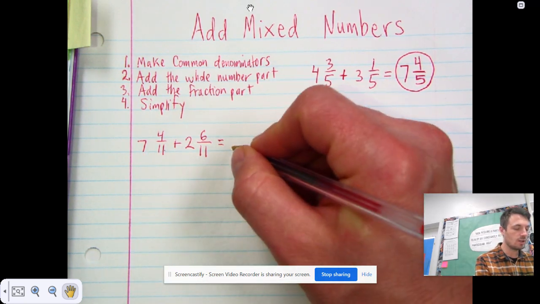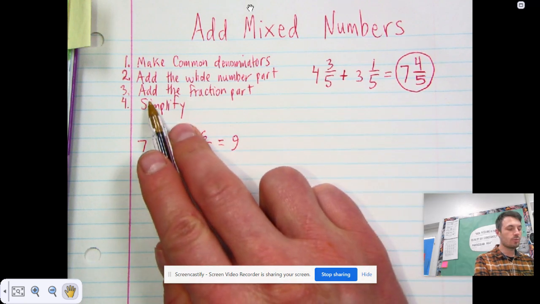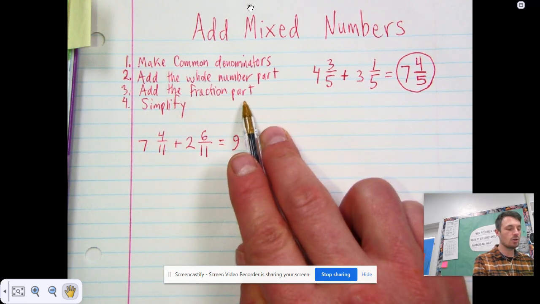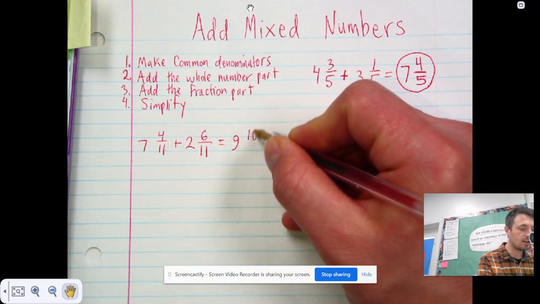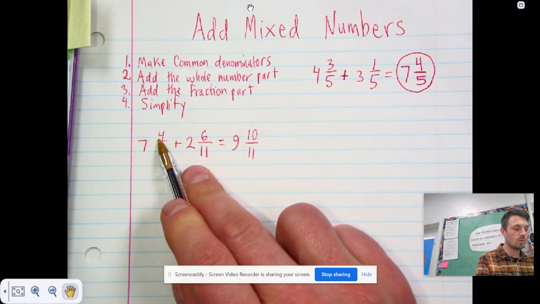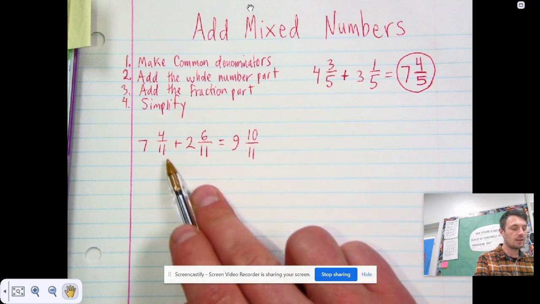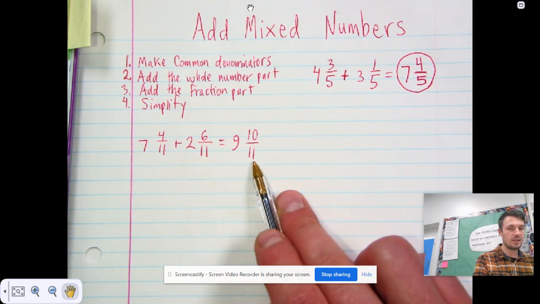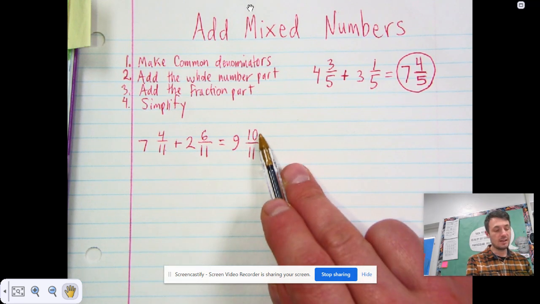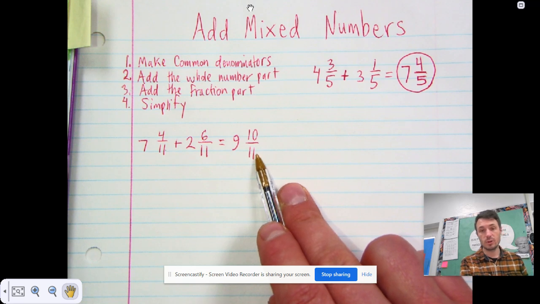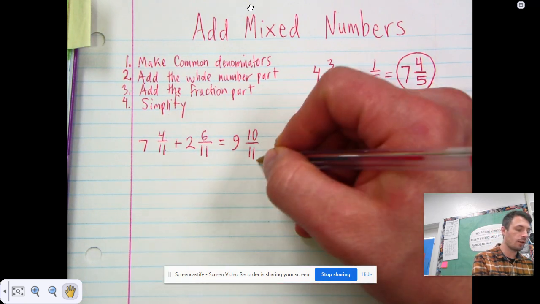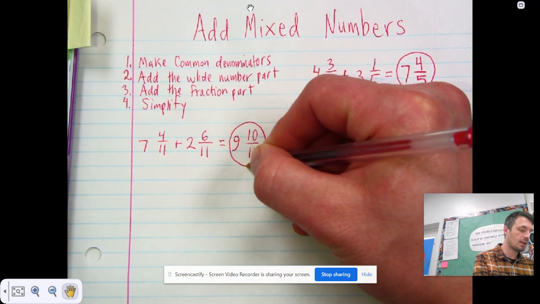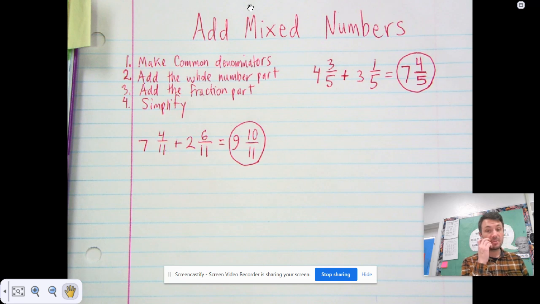7 plus 2 is 9. And step 3 is add the fraction part. 4/11 plus 6/11 will be 10/11 because 4 plus 6 is 10, and the denominator 11 stays the same. And 10/11 is already in simplest form. It's not an improper fraction or anything like that. So we can skip step 4 as well, and our final answer is 9 10/11.